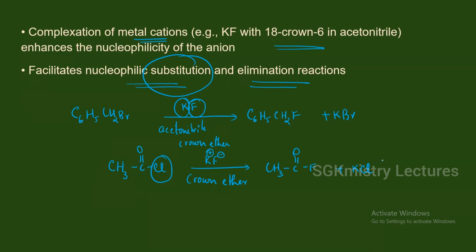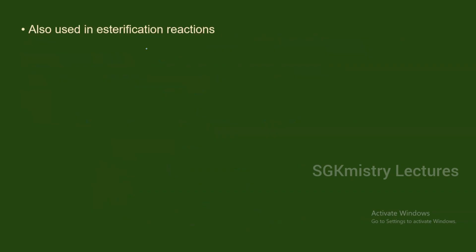So similarly, as I already told, elimination reactions can also be facilitated. So suppose we have cyclohexyl bromide in the presence of KF and crown ether. So here the elimination reaction takes place. So this bromo group as well as one hydrogen will be removed to give an alkene. So you get KBr plus HF. This is an elimination reaction, right? And again, the crown ethers can be used for esterification reactions.